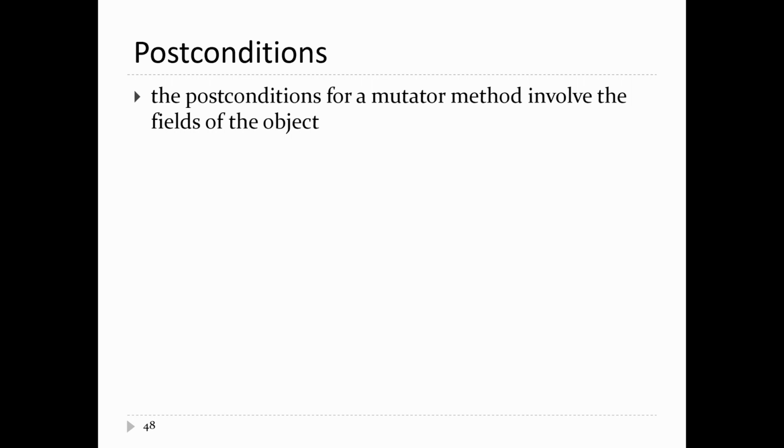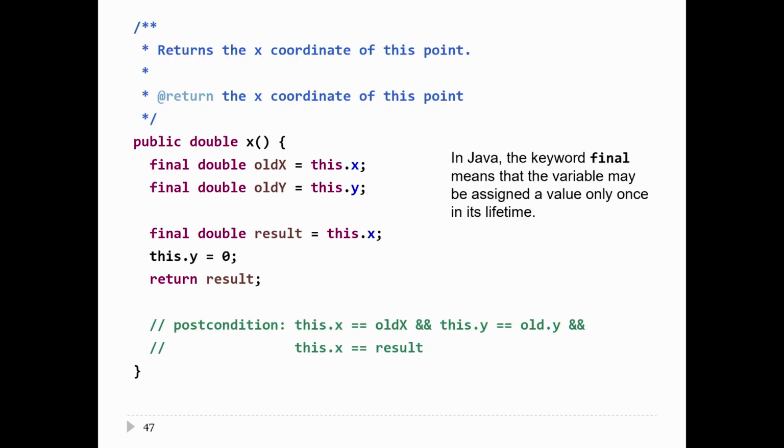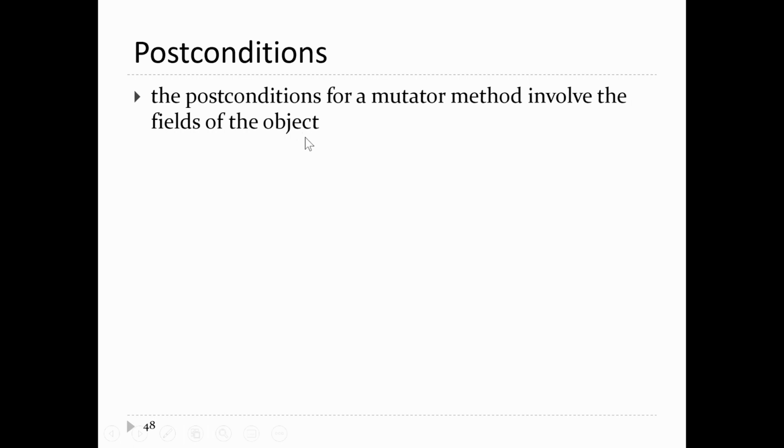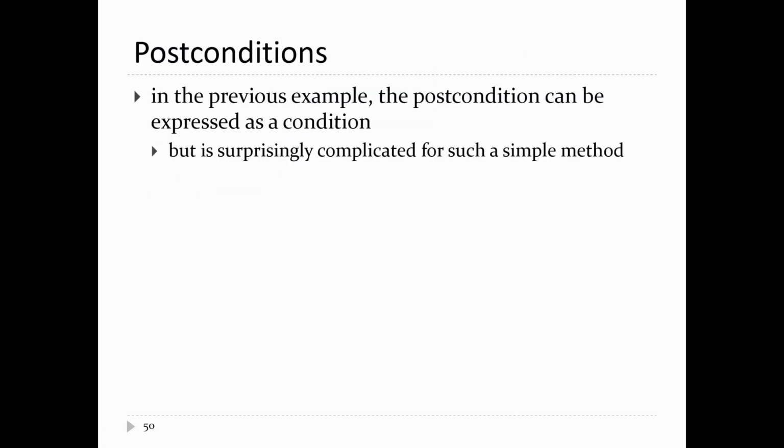Okay, so that method is an accessor method, a method that just returns the x coordinate. So what about a method that changes the coordinate of a point? The postcondition for a mutator method involves the fields of the object. So here's a method x that changes the x coordinate of the point to new x. It's simple to write. It's just x equals new x, and then we return a reference to the point. Again, that's a very simple method to write. If you try to write the postcondition, it becomes surprisingly hard.